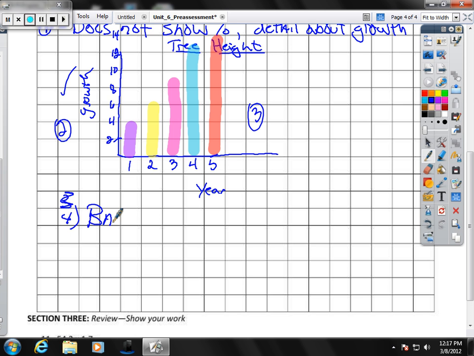A bar graph would be a better choice because it shows actual growth.